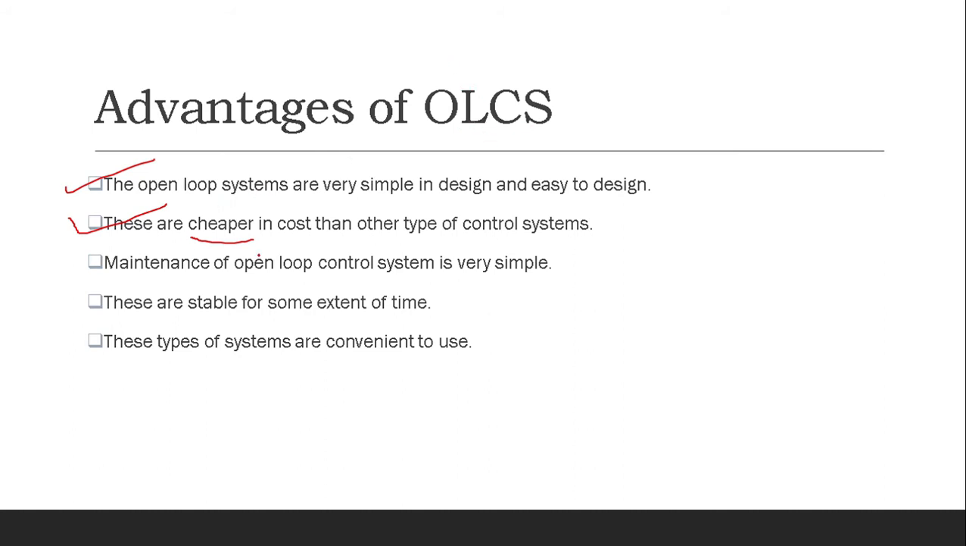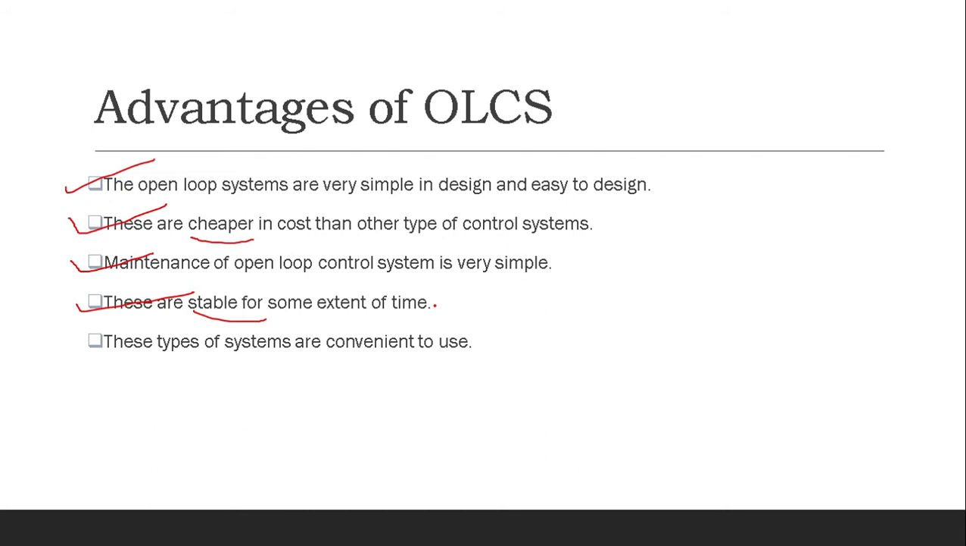Maintenance of open loop control systems is very simple, because the number of elements connected in an open loop control system is very small compared to a closed loop control system. The system is not that robust, which is why maintenance of such a system is simple. These kinds of systems are stable to some extent. The stability of open loop and closed loop control systems we will deal with in a later chapter, but right now the open loop control system is stable, whereas the closed loop control system will be more unstable.